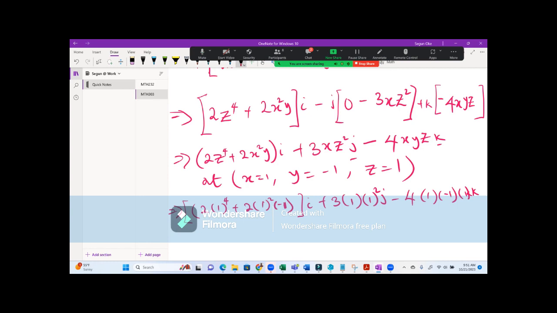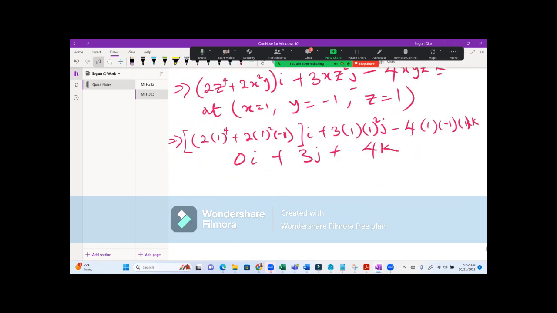So what do we have here? 2 minus 2, 0i, plus 3j, plus minus times minus plus 4k. So this will be your final answer. You can write it this way, or write it as 3j plus 4k. That's your final answer. Any question?